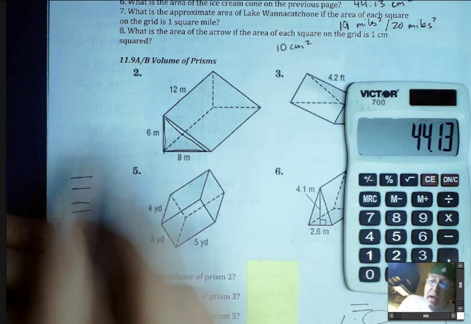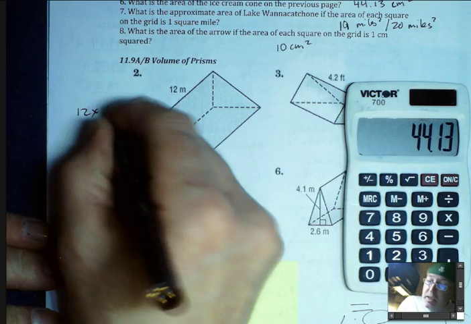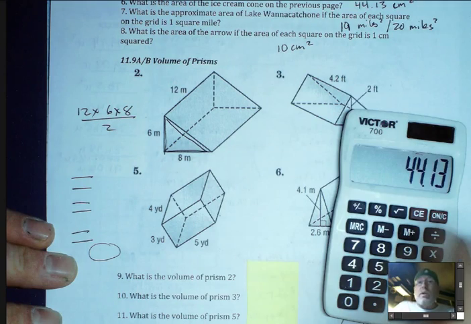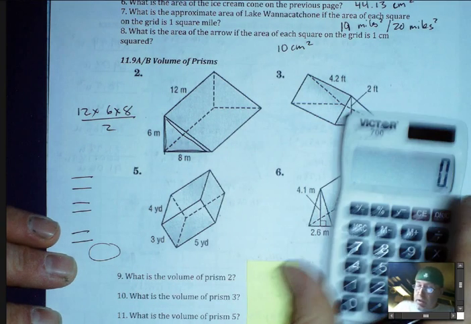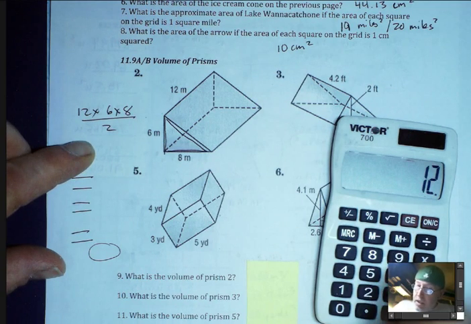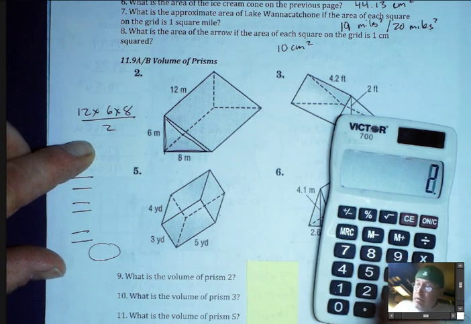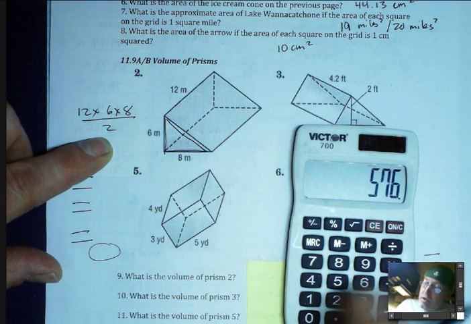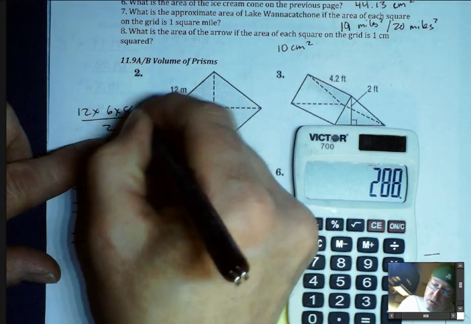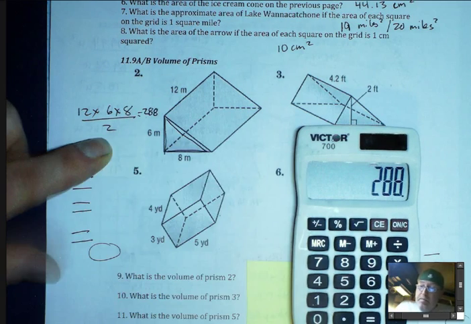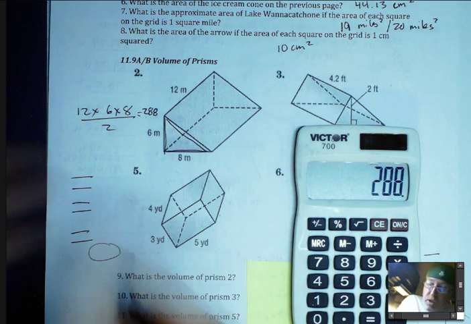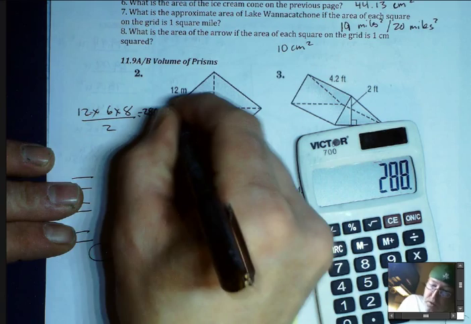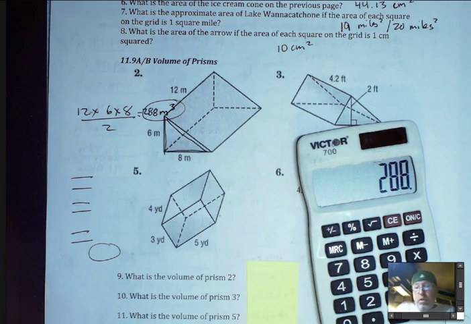So I'm going to put this guy over here. So what I have is 12 times 6 times 8. I'm going to divide all that by 2. And I like to write it out like that so I don't forget to do that. All right, so 12 times 6 times 8 is equal to 576. And of course I have to divide that by 2. 288. And again, that's volume, so you got 3 measurements here. That's going to be meters cubed. Okay, 288 meters cubed.